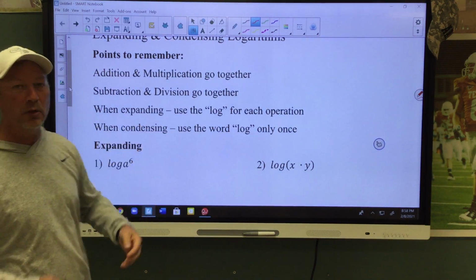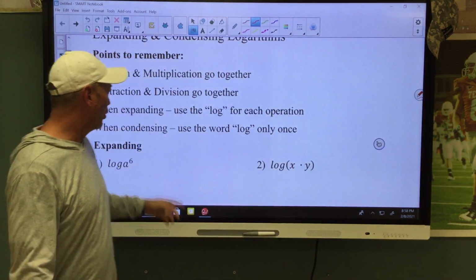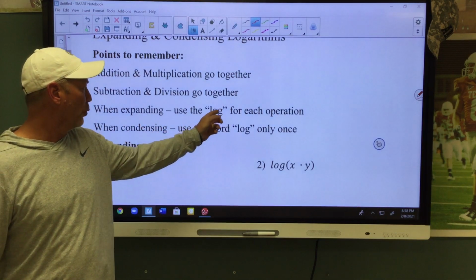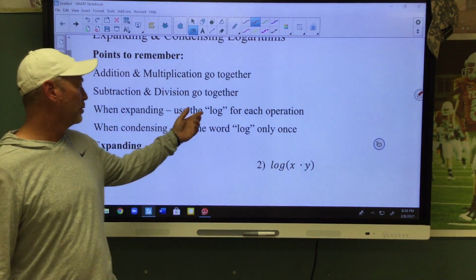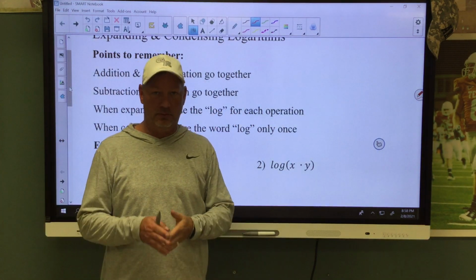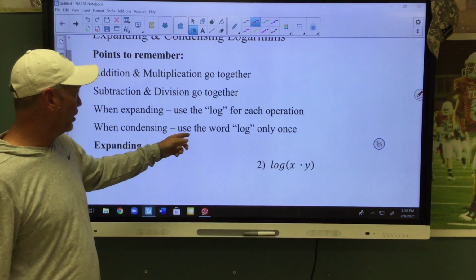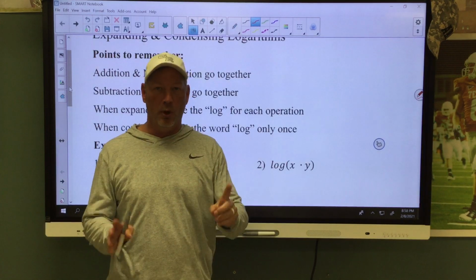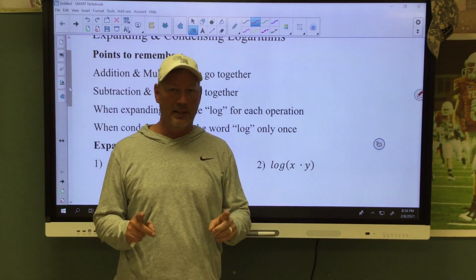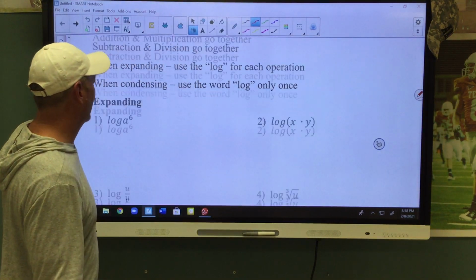When we expand, when we stretch it out, we're going to use the word log for each operation. Okay, you're going to stretch it out. And then when we condense, we're going to use the word log only one time. Only use it one time. All right, so let's get into this.